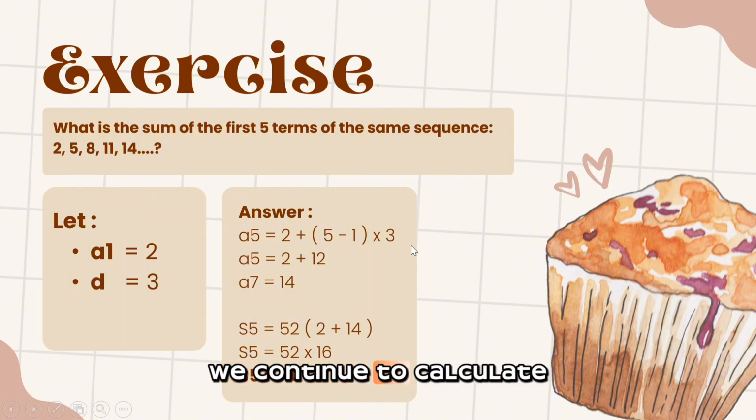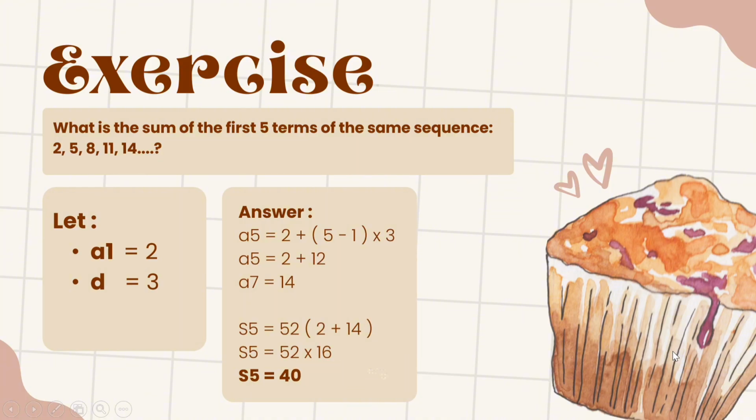We continue to calculate the sum of the first 5 terms. Alright, so S5 is equal to 5 over 2, and we just let them be, and 2 plus 14 is 16, and then we can divide 16 by 2, which is 8. So 8 times 5 is 40. So the sum of the first 5 terms is 40.